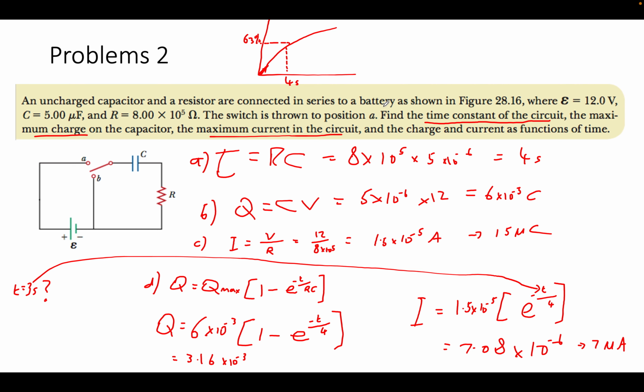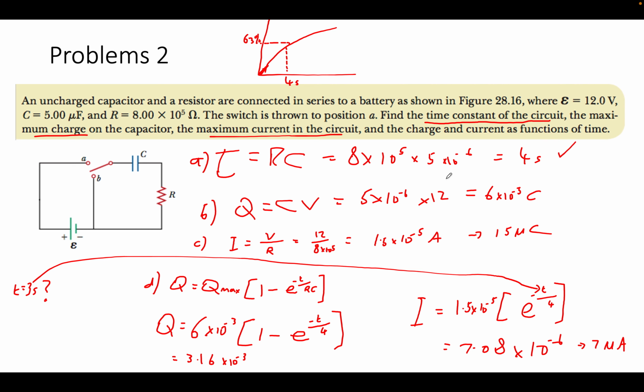And you need to find the time constant, the maximum charge, the maximum current, and the charge as a function of time. Time constant we've already done in the previous question, R times C, resistance times the capacitance. You just take these two numbers and you will multiply them. You will get 4 seconds.